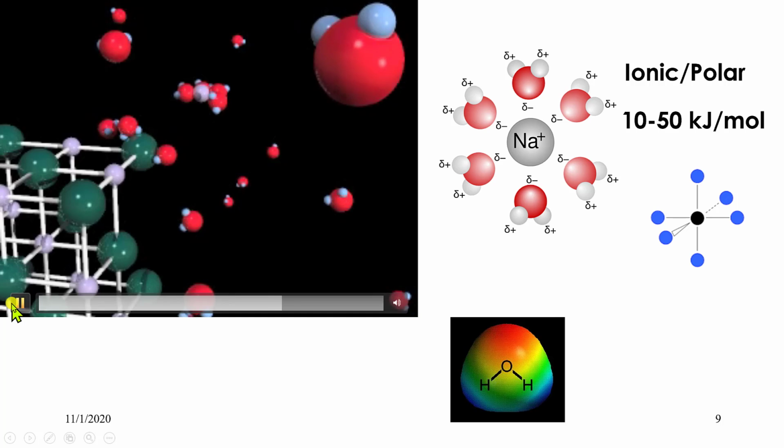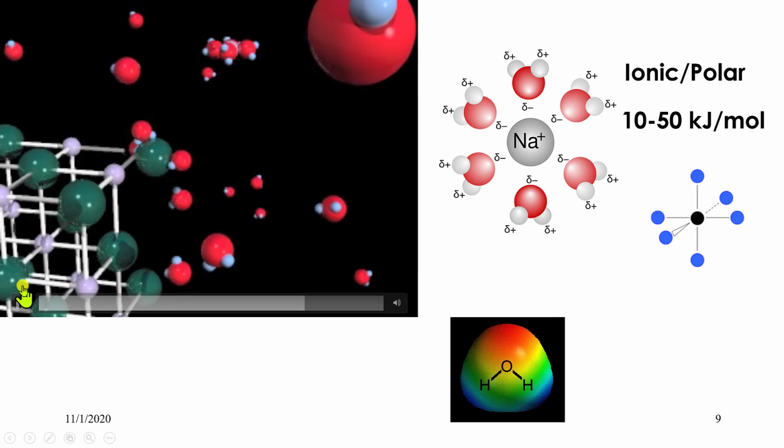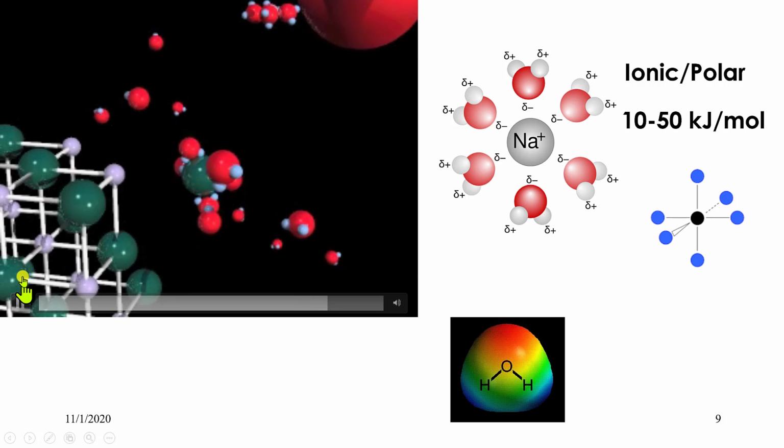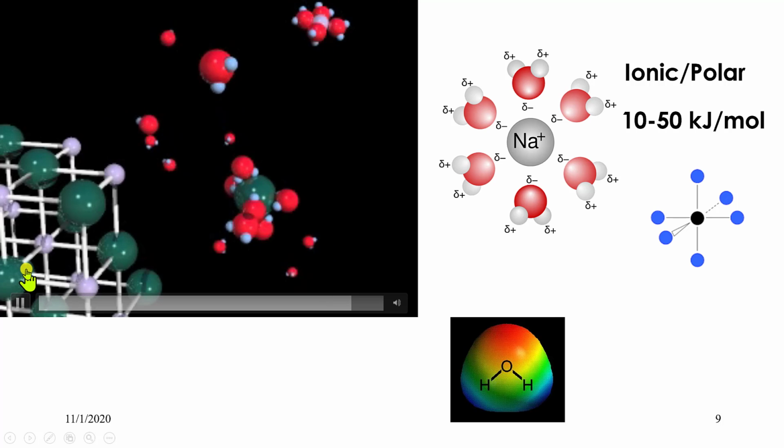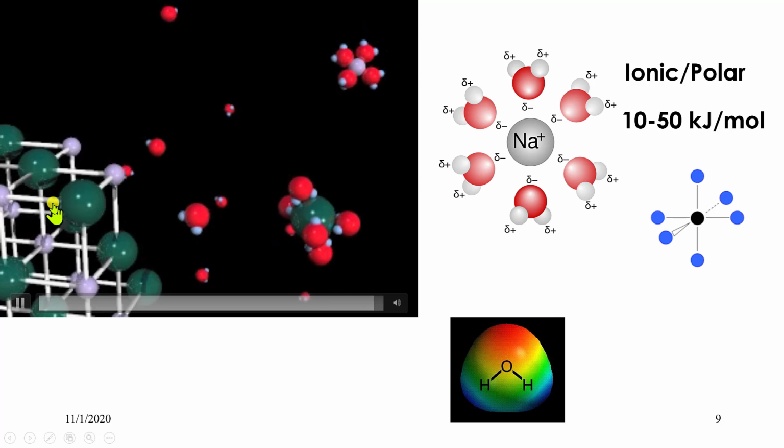These interactions loosen the attractions between the ions in the crystal, dislodging them from the crystal. Additional water molecules surround the released ions, insulating them from attraction to other ions.